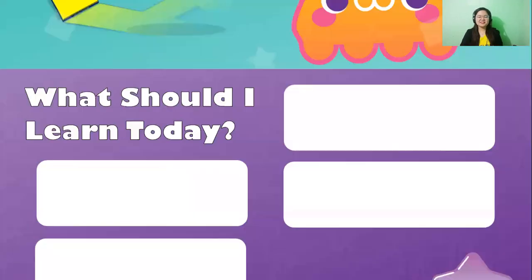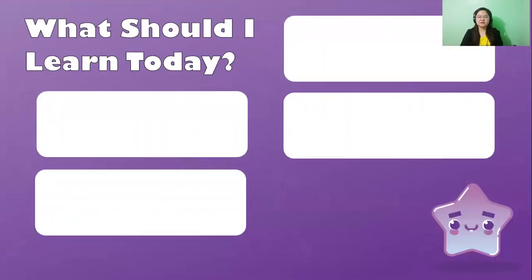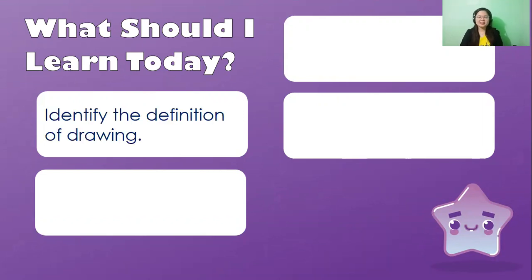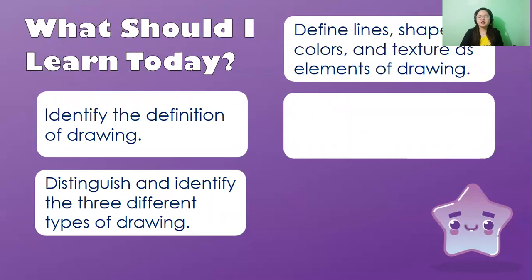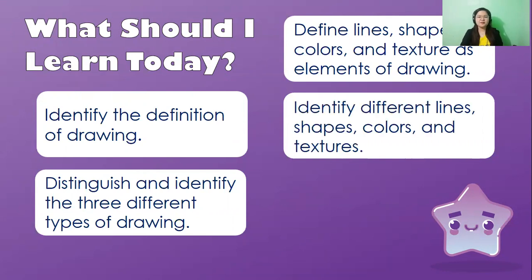Let's start. So what should I learn today? What should you learn today? Number 1, identify the definition of drawing. Number 2, distinguish and identify the three different types of drawing. Number 3, define lines, shapes, colors, and texture as elements of drawing. And lastly, identify different lines, shapes, colors, and textures. So we're good to go.